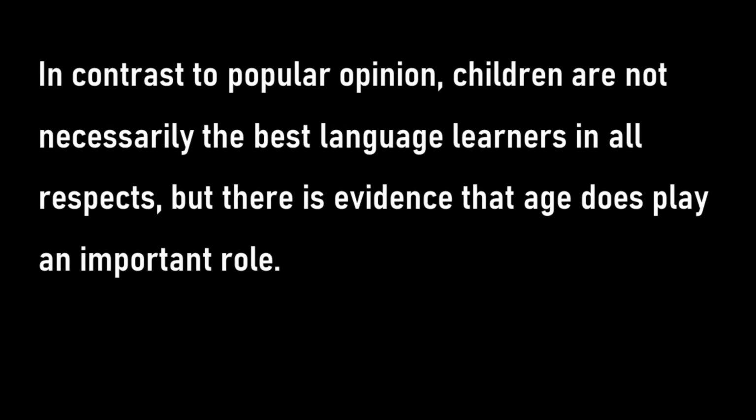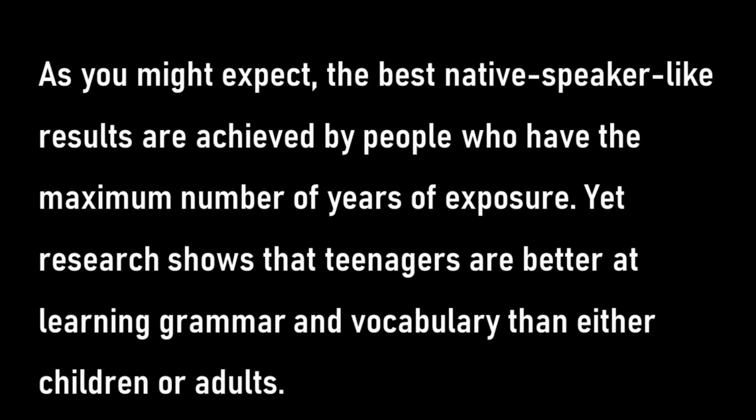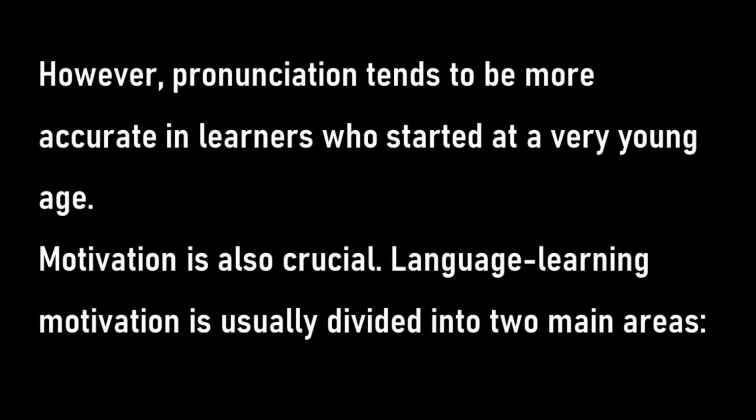In contrast to popular opinion, children are not necessarily the best language learners in all respects. But there is evidence that age does play an important role. As you might expect, the best native speaker-like results are achieved by people who have the maximum number of years of exposure. Yet research shows that teenagers are better at learning grammar and vocabulary than either children or adults. However, pronunciation tends to be more accurate in learners who started at a very young age.